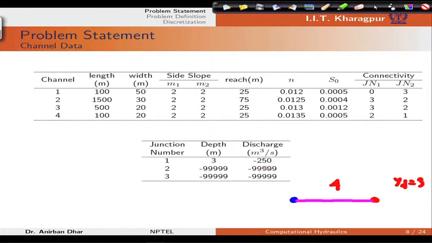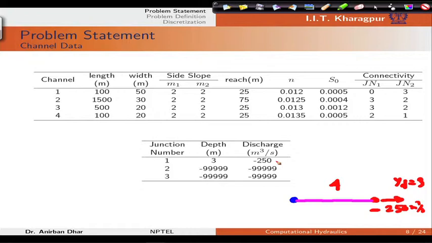But the discharge is minus. Why is this minus sign there? Because we are extracting water from the system, or water is coming out from the system. So, this 250 meter cube per second, this amount is negative. This is not added to the junction, this is a negative quantity for this junction. And what is this minus 99999?